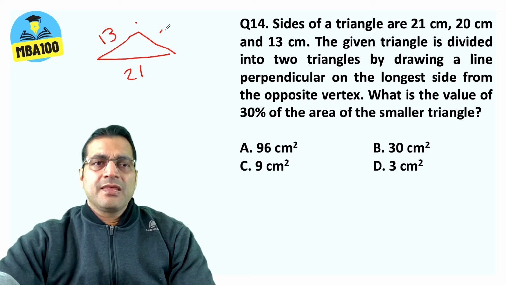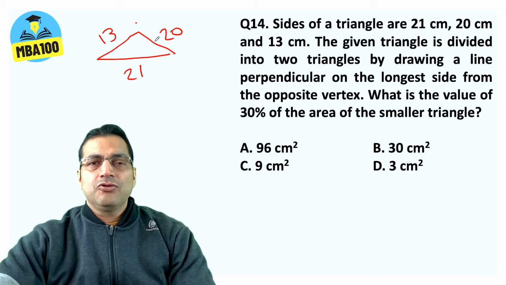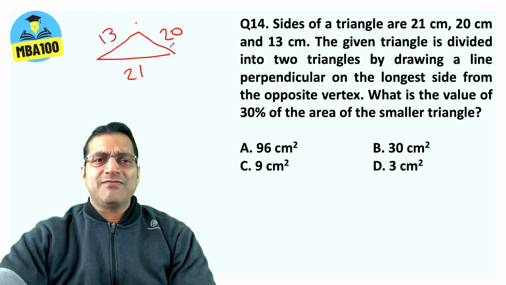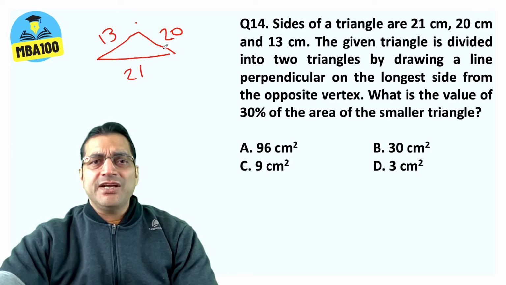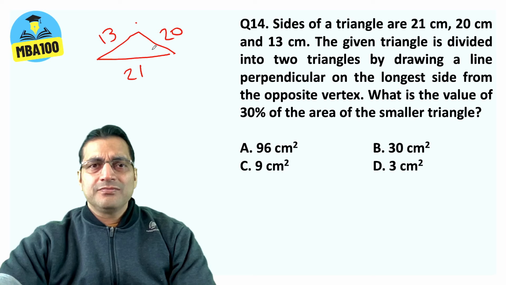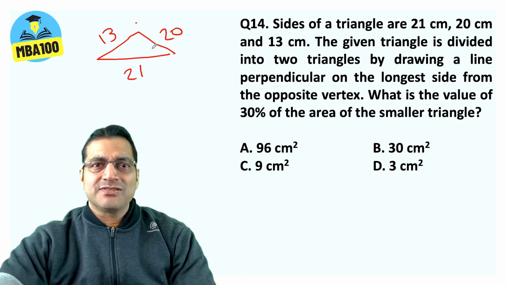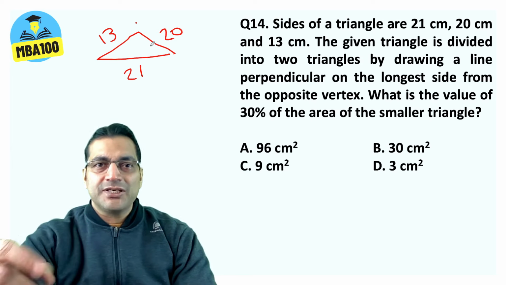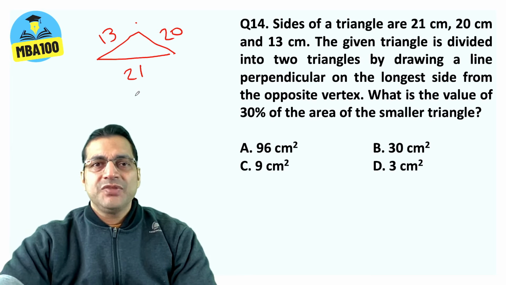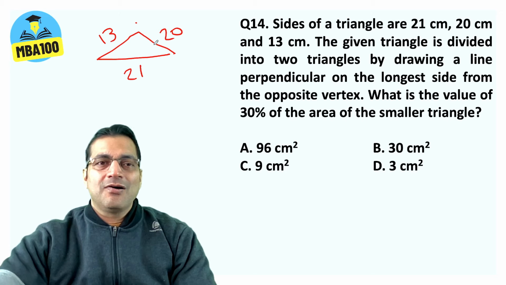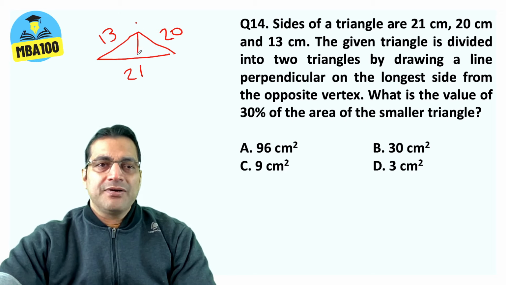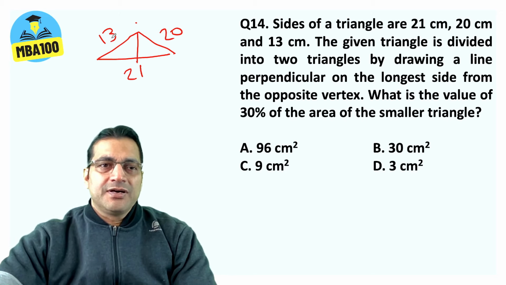Hey, the moment you see 13, 20, don't you start thinking about 5, 12, 13, 12, 16, 20? Don't you? If you do not start thinking about these Pythagorean triplets on seeing 13 and 20, your preparation is incomplete. You need to work harder. Alright? So let's put a perpendicular here. 13. So thinking about 5, 12 and 13.